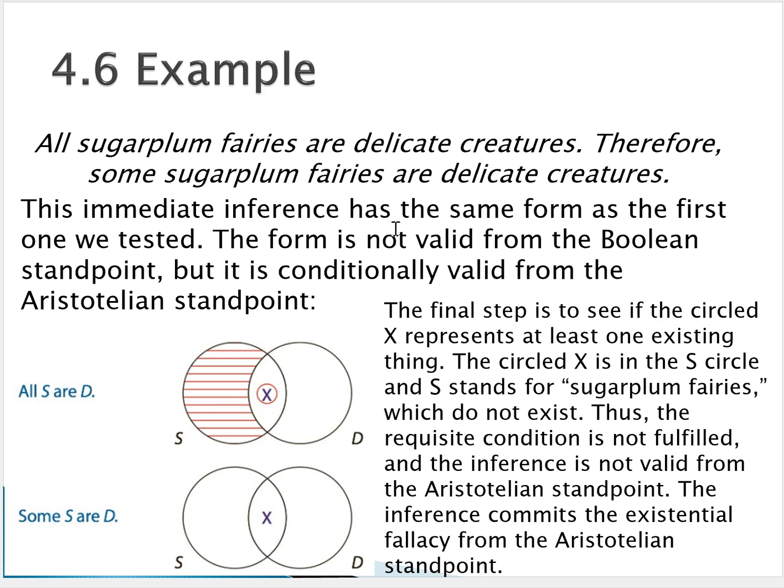Okay, so the immediate inference has the same form as the first one we tested. The form is not valid from Boolean, but it is conditionally valid from Aristotle. And notice, I put a little note over here. The final step is that you see that circled X. So that means at least one thing exists there, and notice it says the circled X is in the S circle, and S stands for sugar plum fairies, which do not exist. Thus, the requisite condition is not fulfilled and the inference is not valid. The inference commits the existential fallacy. We know sugar plum fairies do not exist, except in ballet.